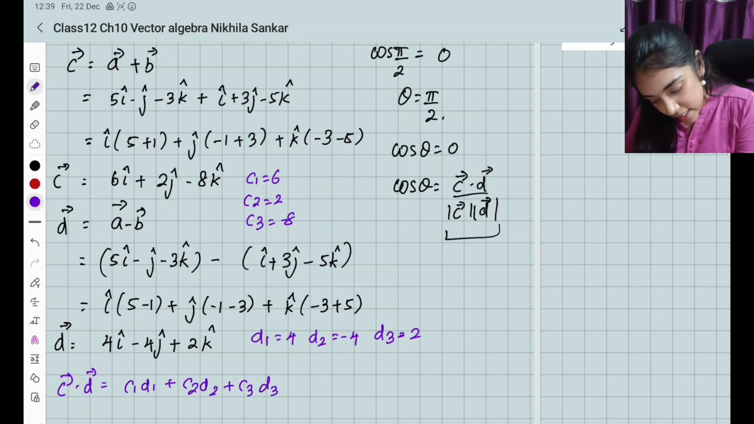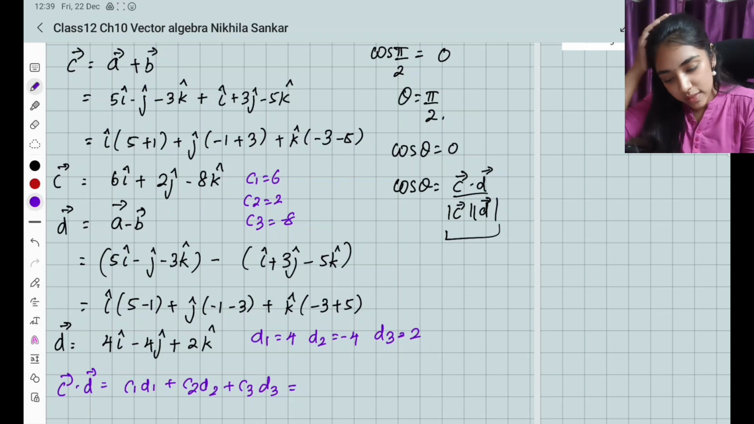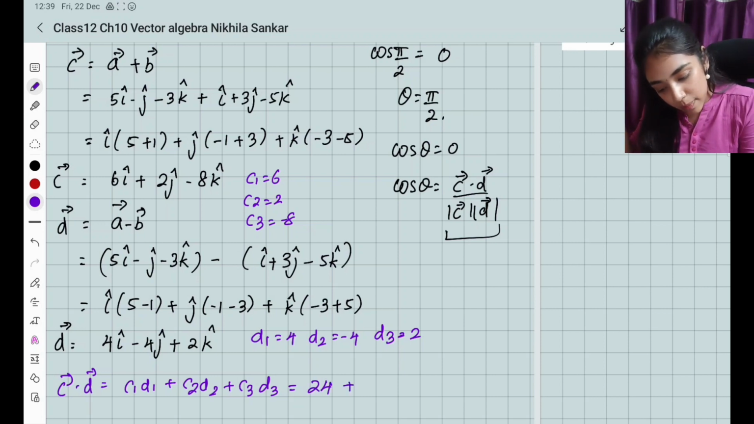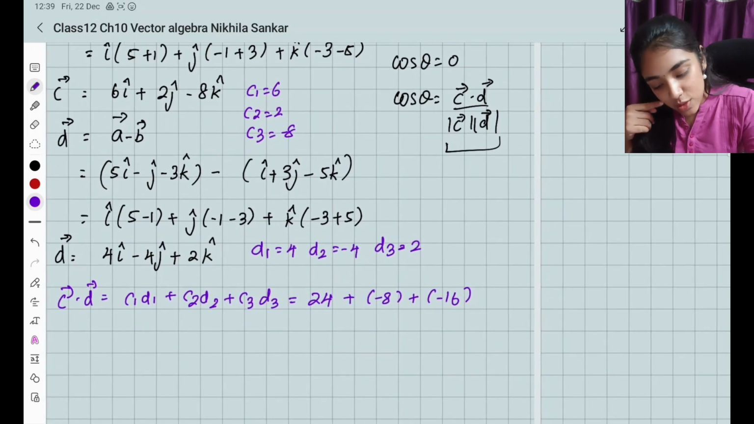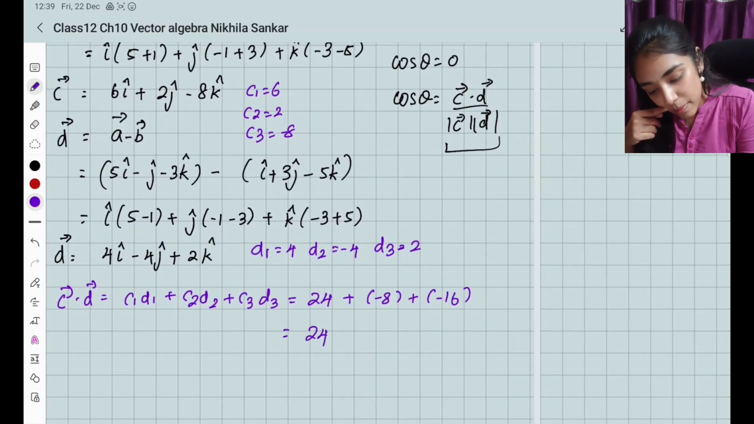So when I club the values, C1 D1 and 6 4s are 24, plus C2 D2 is going to be 2 into minus 4. So minus 8, plus C3 D3, minus 8 into 2, which is going to be minus 16. So I have 24 minus 8 minus 16, which is going to be minus 24, which is 0.